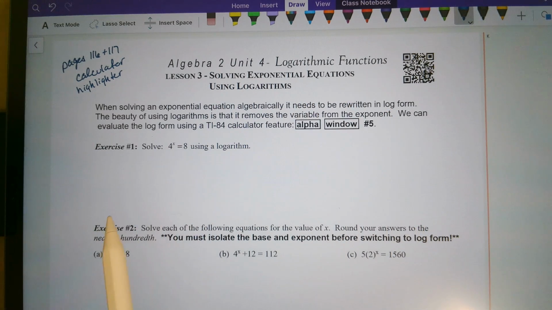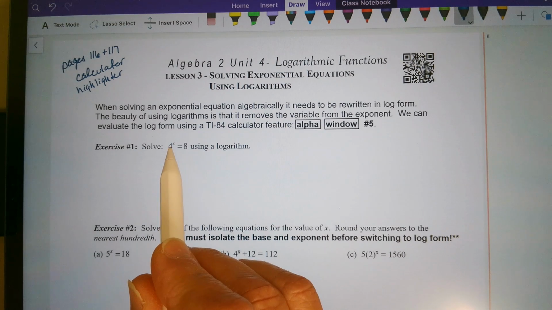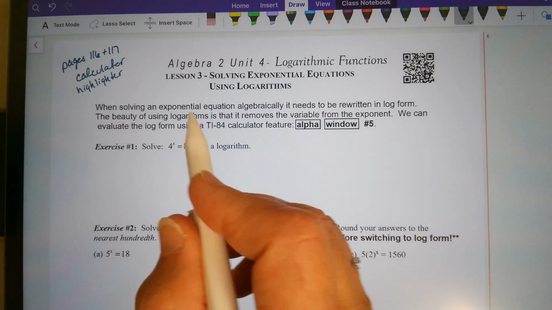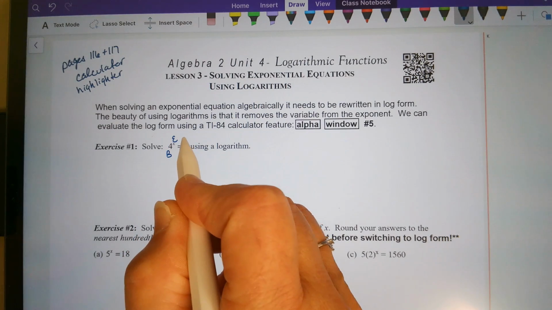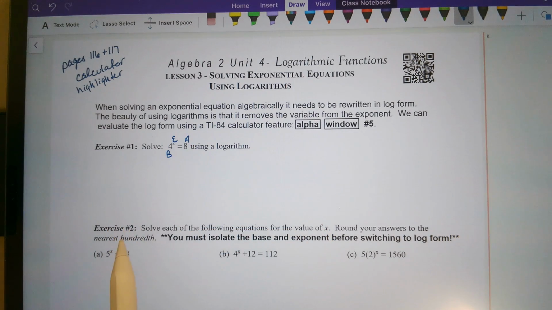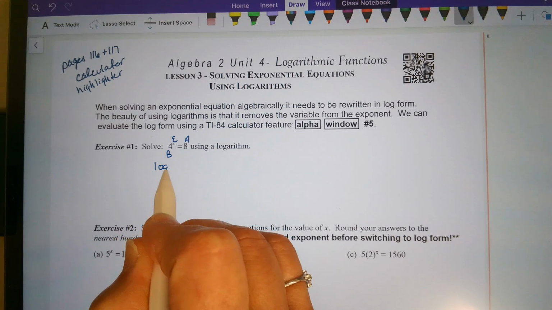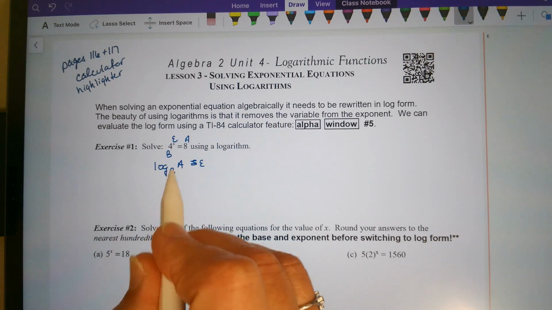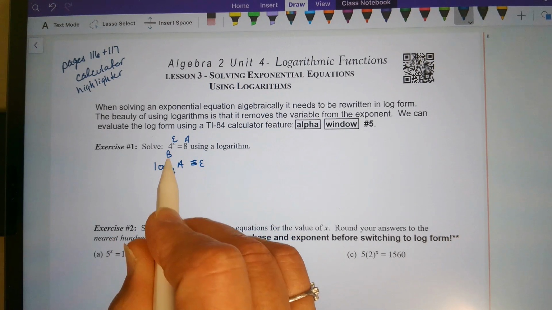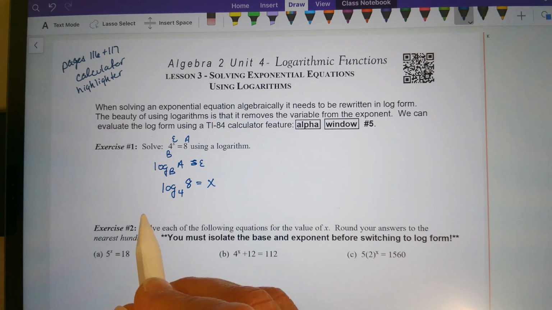Solve 4 to the x equals 8 using logarithms. This is our exponential form. We're solving for x, which is the exponent. So we write it in log form. Remember, in log form, we spell out log base, where s is for equals. So log base 4 of 8 equals x.